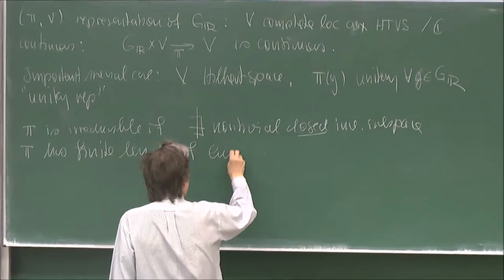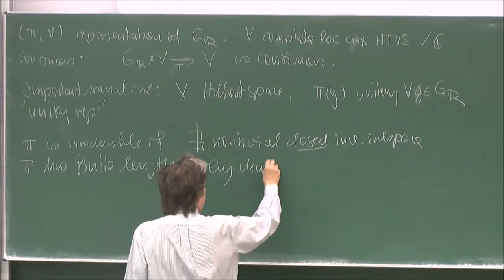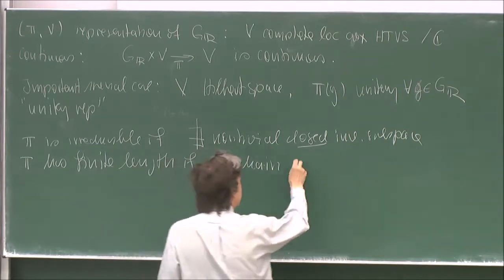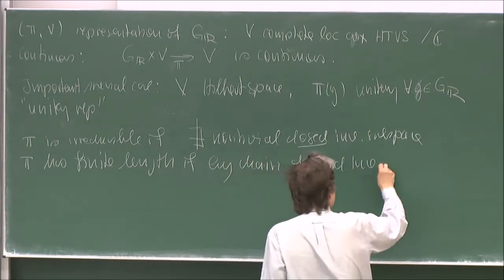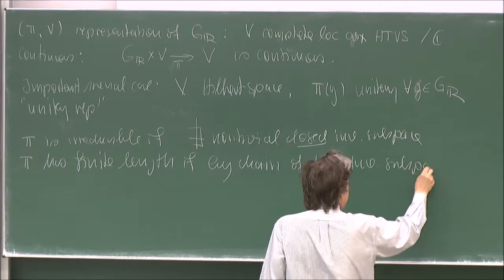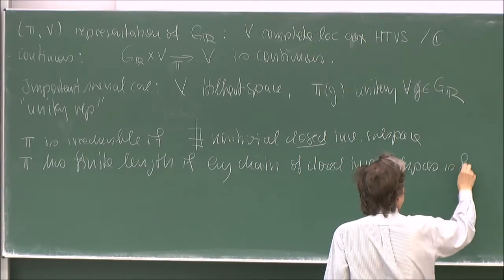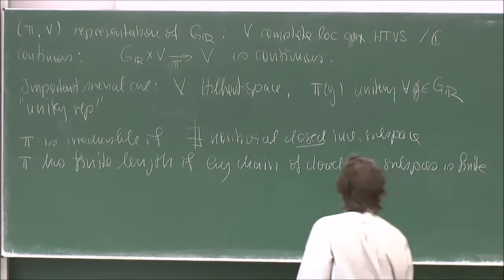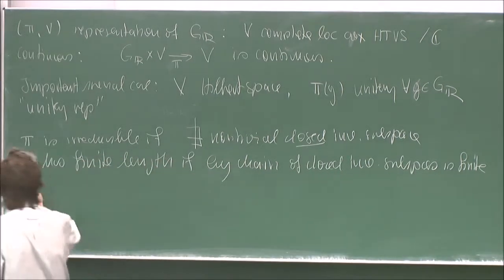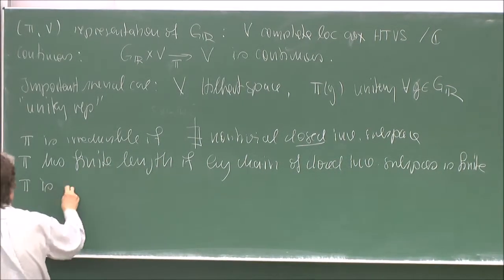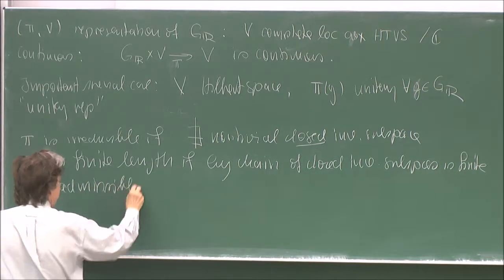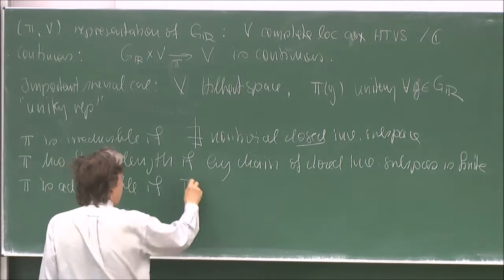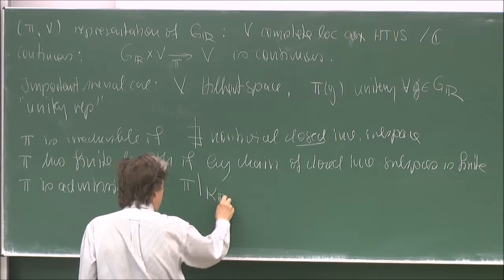If every chain of nested closed invariant subspaces is finite. And then finally, pi is admissible if pi is equal to kr.